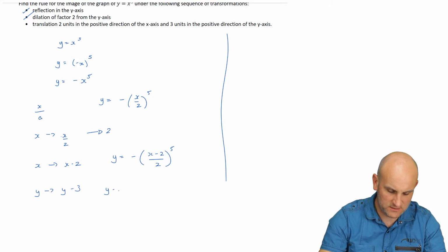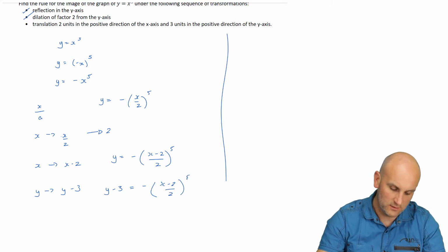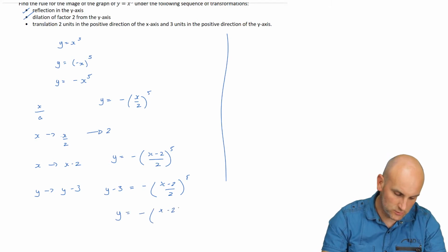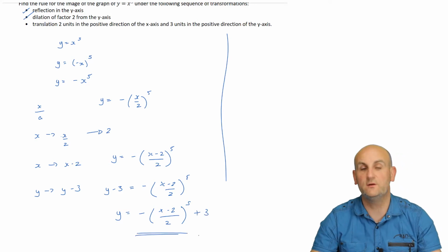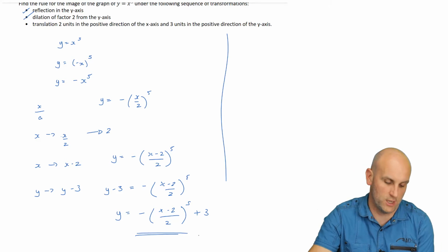So y minus 3 is minus x minus 2 all over 2 to the power of 5, and I can't draw a 5 anymore, and so y becomes equal to minus x minus 2 on 2 all to the power of 5 plus 3. Now that's one way of doing it, and then my favorite way is using algebra.